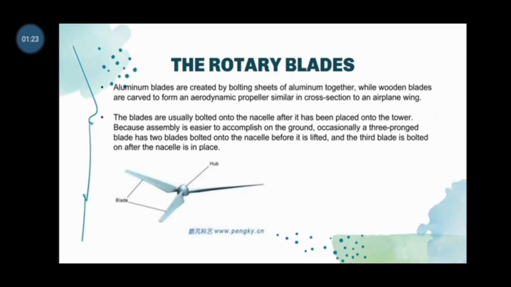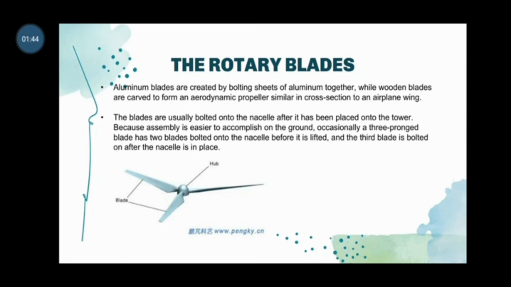Next are the rotor blades. Aluminum blades are created by bolting sheets of aluminum together, while wooden blades are carved to form an aerodynamic propeller similar in cross-section to an airplane wing. The blades are usually bolted into the nacelle after it has been placed into the tower.